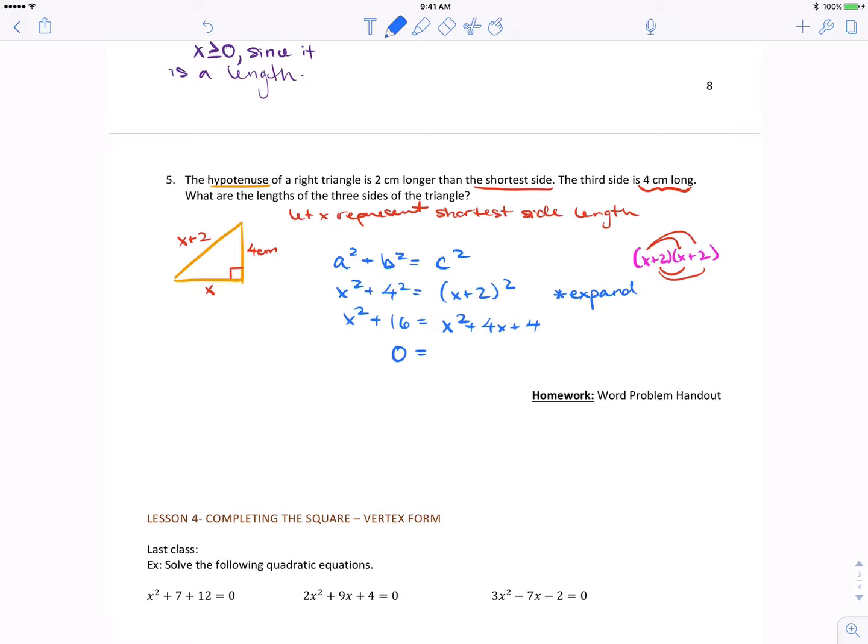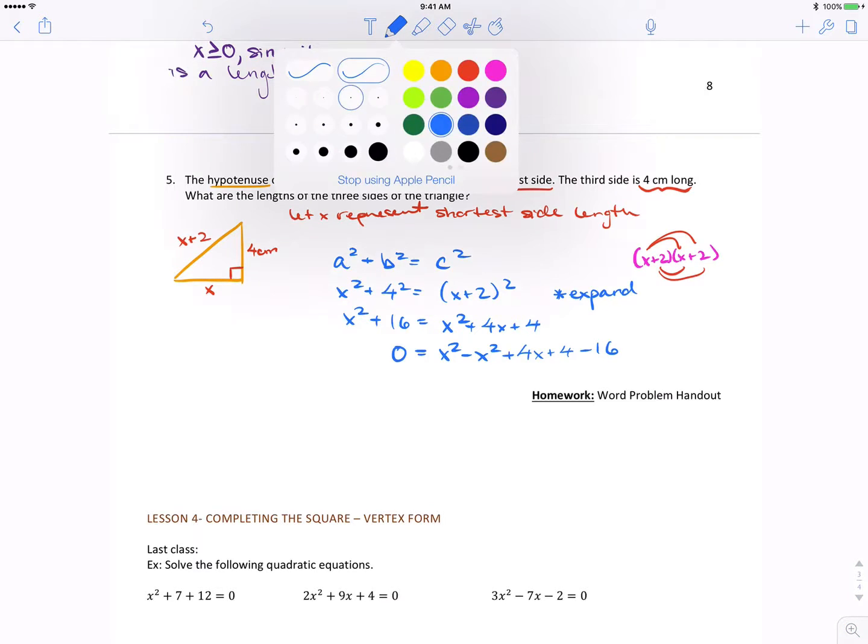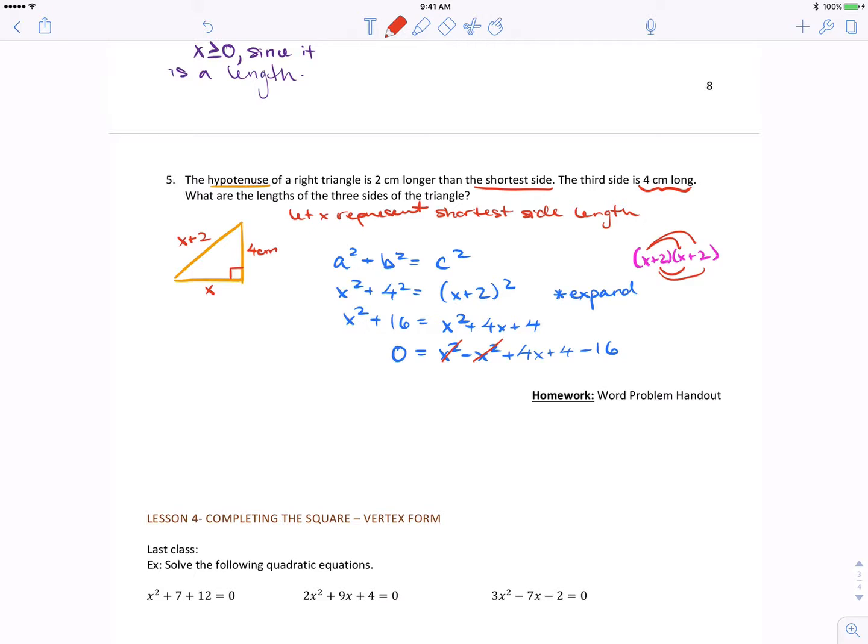And you always have to move all your terms to one side. When I do that, I'm going to have x squared minus x squared plus 4x plus 4 minus 16. I've just written this out so you can see these cancel. Don't be alarmed, that's fine. 4x minus 12. So say 12 equals 4x, and x is therefore 3. So what are the side lengths? The triangle is 3 by 4 and 5.